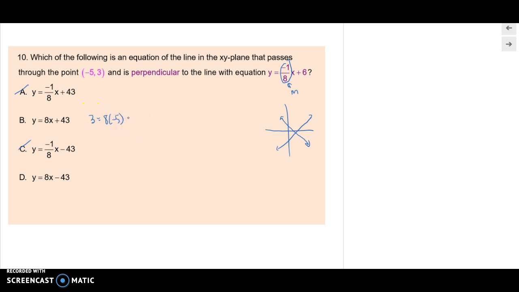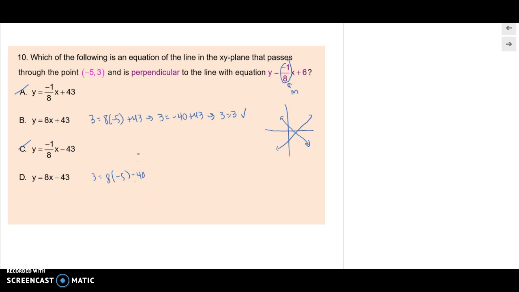The negative 5, plug it in for x. And so I've got 3 equals negative 40 plus 43. And so 3 equals 3. That is a true statement. But again, we just want to double check and make sure that when I take that point and plug it into the other one, 3 equals 8 times negative 5 minus 43.